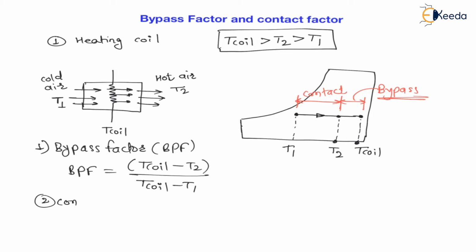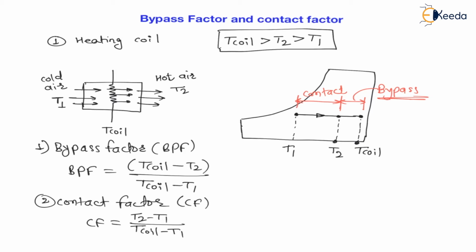Second is contact factor, which is also represented by CF. This contact factor is the contact difference divided by the maximum temperature difference. Here the contact difference is T2 minus T1, therefore it is (T2 minus T1) divided by the maximum temperature difference, which is temperature of coil minus T1, that is the total temperature difference.